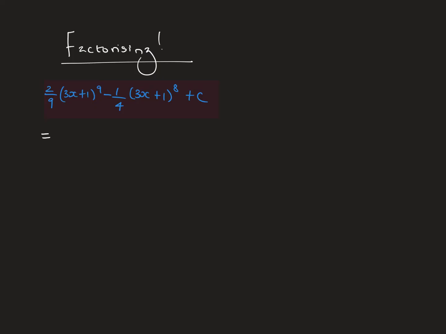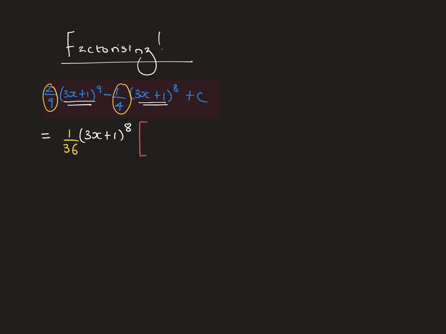So let's look at the common factors. We've got 3x plus 1 to the power 9, 3x plus 1 to the power 8. So 3x plus 1 all raised to the power 8 can come outside the brackets. We've then got 2/9 and 1/4 here. So I am going to take out the common factor that I can here, which is going to be 1 over 36. Looking at the lowest common multiple of 9 and 4.